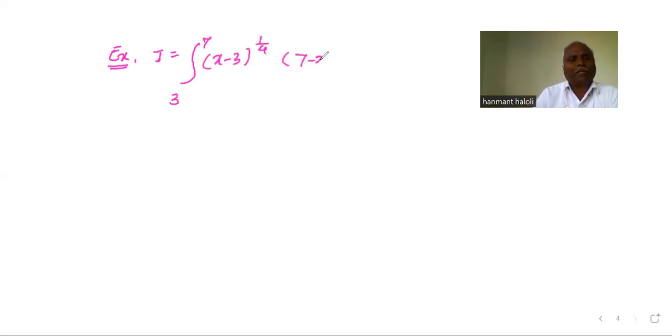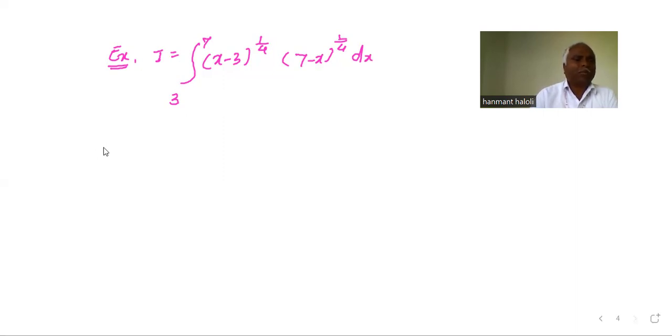We'll see example 1. Evaluate the integral I equal to integral from 3 to 7 of (x minus 3) raised to 1 by 4 into (7 minus x) raised to 1 by 4 dx. Now we learned an important property that belongs to this.